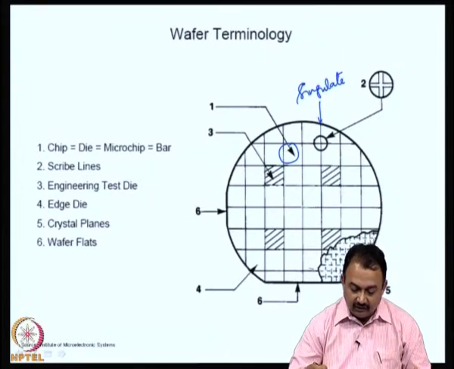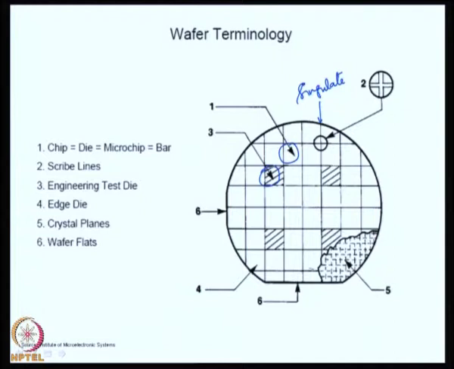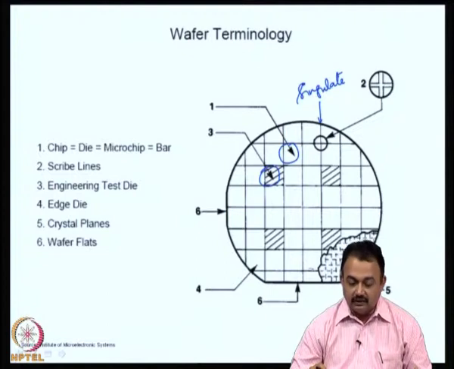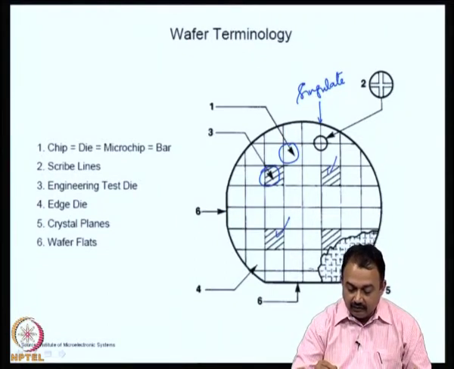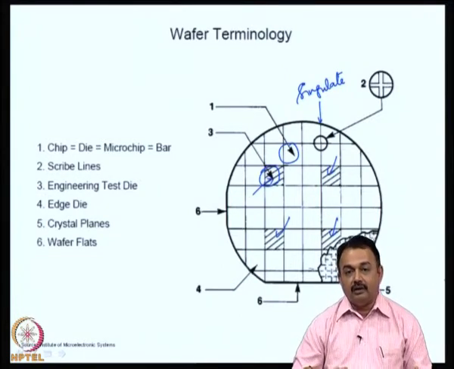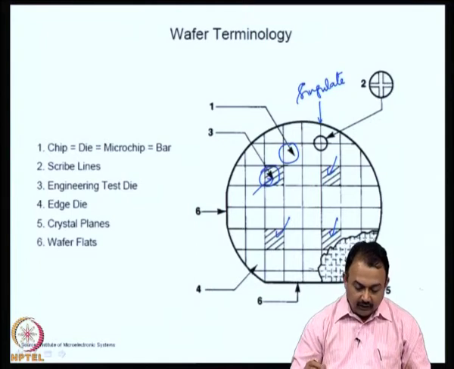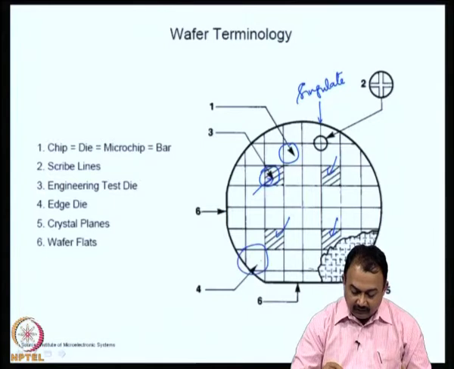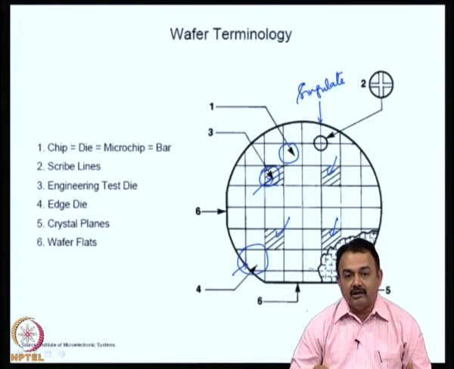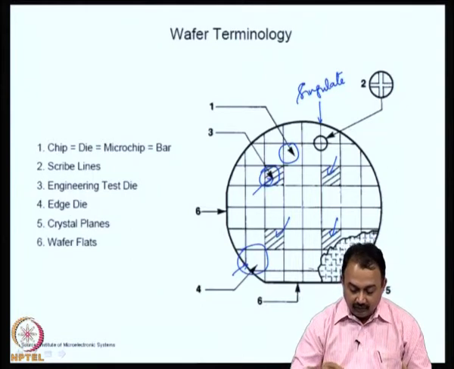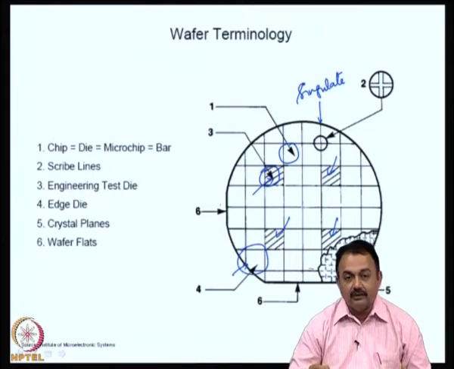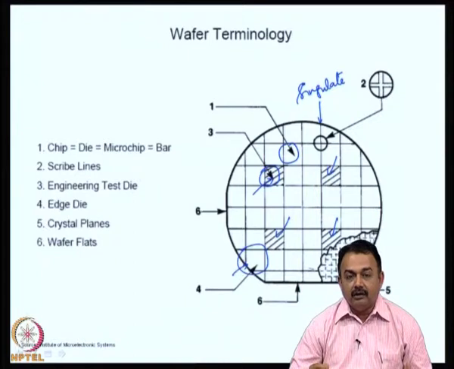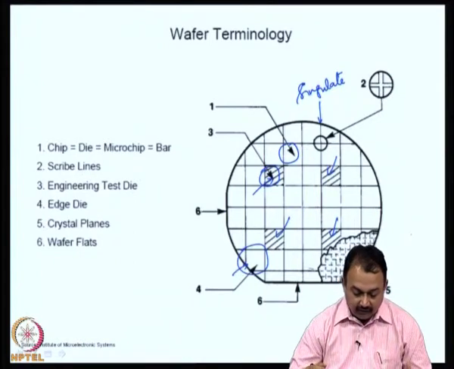Then you have the engineering test die. This is normally used for electrical testing on the wafer. So, instead of doing the test on all the pieces, there will be some test areas where you can quickly do the electrical test automatically using automated test equipment. Then you have what is known as the edge die. With edge dies there is always a loss. So, by basic design, you must not have too many edge dies, because you are going to lose the capturing of the design on the wafer.